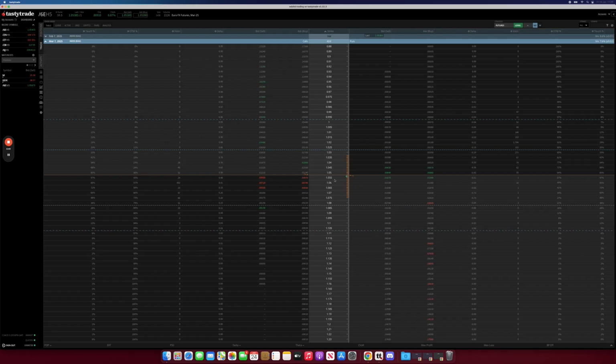This horizontal orange bar shows us where the current price of the euro futures is sitting with respect to the strikes. This vertical orange bar shows us what the expected move is of the euro over the next 42 days. We have these dotted blue lines that show us our standard deviation levels, and we've got positive delta on the left and negative delta on the right.